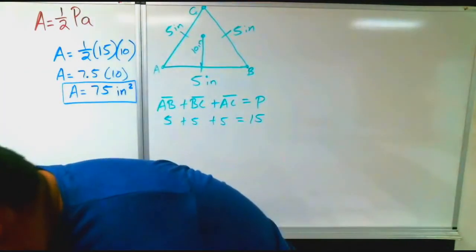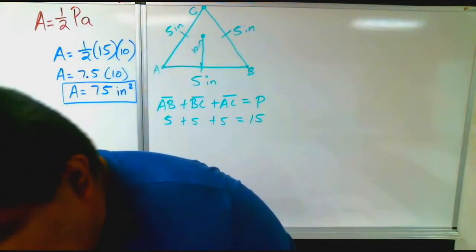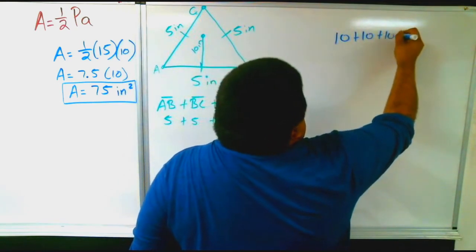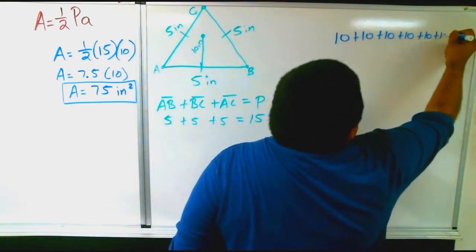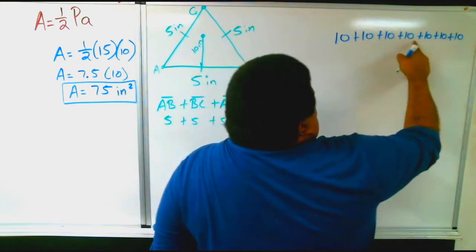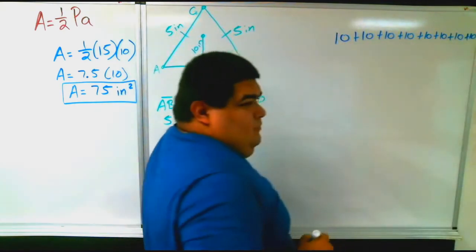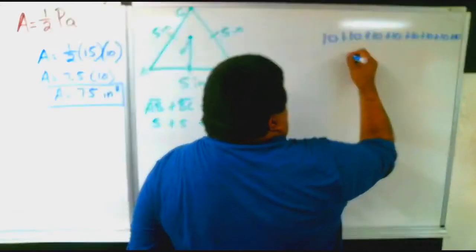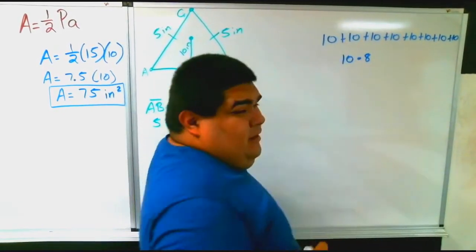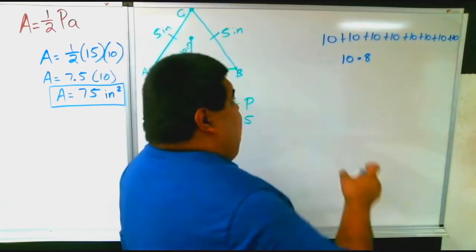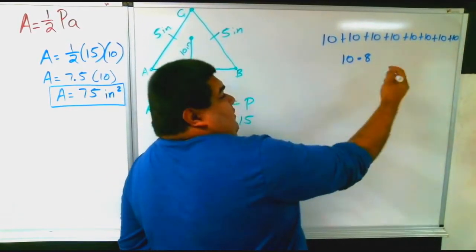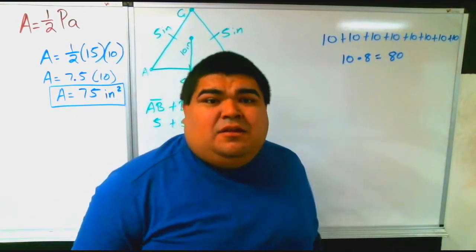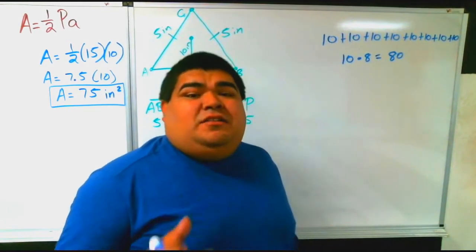Therefore, we can do one of two things. We can either say 10 plus 10 plus 10 plus 10 plus 10 plus 10 plus 10 plus 10, or we can do a simpler way, where we can just say 10 times 8, because there's 8 pieces. If you add all these 10s, it gives you 80. If you multiply 10 times 8, it also gives you 80. So now we found the perimeter of this octagon.